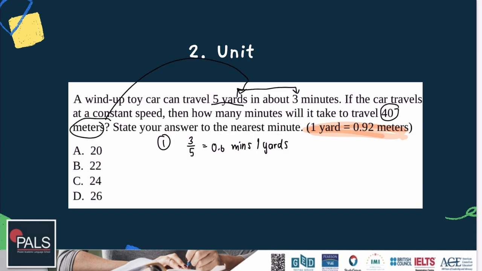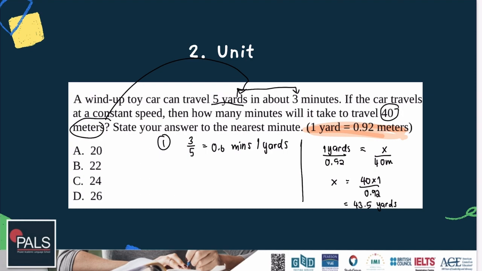Okay, so next, for 40 meters, we need to convert the unit from meter to yard. So how do we find it? Look, if 1 yard equals 0.92 meter, how many yards is 40 meters? So x equals 40 times 1, over 0.92. So it's around 43.5 yards.